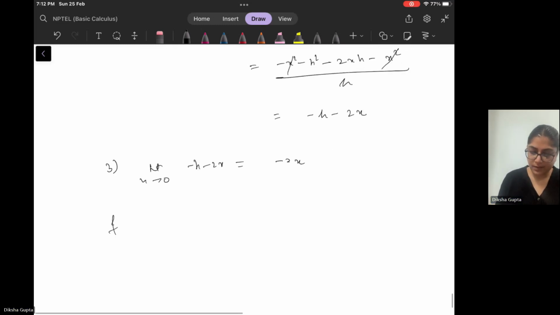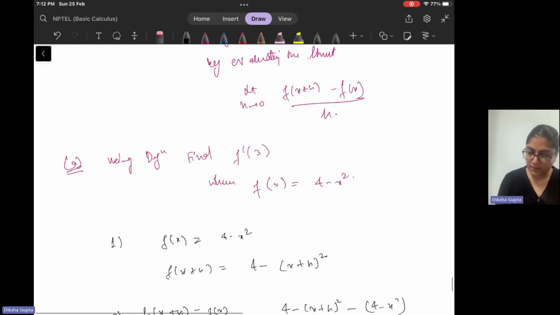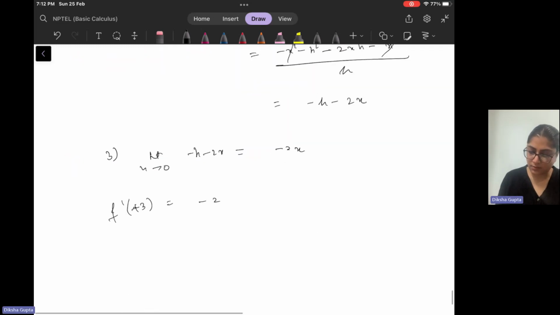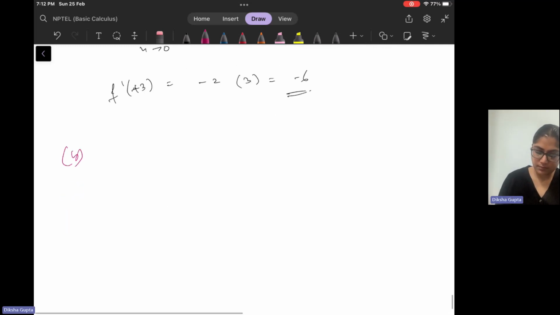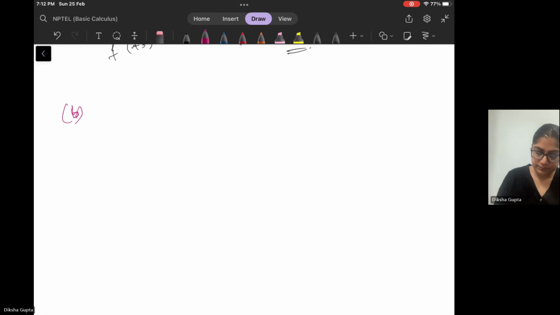So at the point, what was it? f dash 3. So f dash 3 is minus 2 into 3 equals minus 6. Okay. Similarly, you can find f dash at any point. So B part is P of theta is root 3 theta. You have to find P dash 1.